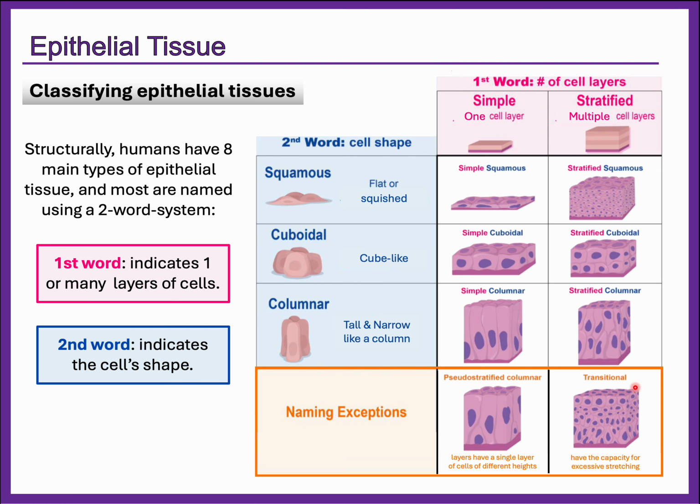Transitional epithelium is the other exception because this type of tissue has the possibility of transitioning from cube-like cells to squishy cells. And we're going to talk about it in the bladder. This is because it has the ability to stretch out.